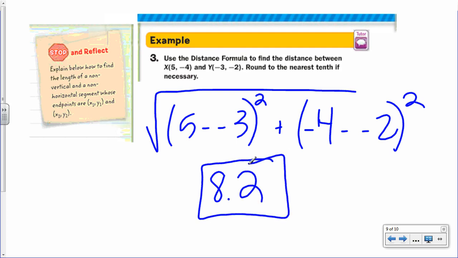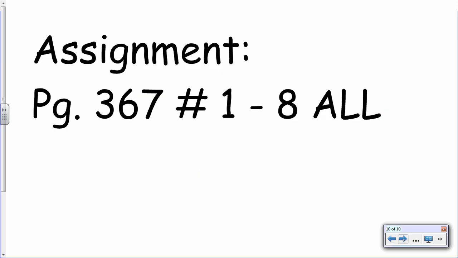Alright, once you are done with this, turn everything off, log it off, and this is your assignment. Page 367, number 1 through 8, all. When you finish, turn it in. If you don't finish it, it becomes homework.